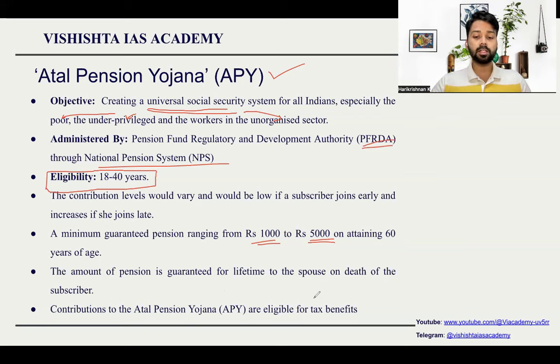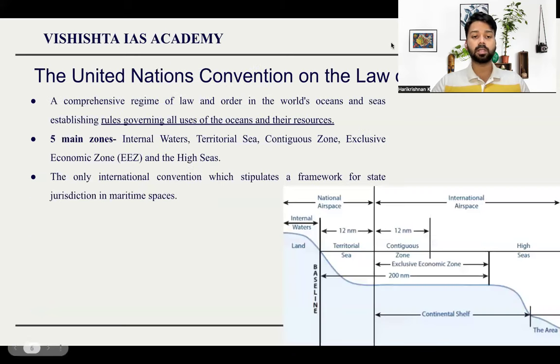The contributions are eligible for tax benefits. So this point should also be noted down. The National Pension System is also a tax benefit scheme. In the same way, Atal Pension Yojana is also a tax benefit scheme. That means tax will not be applicable on these schemes.